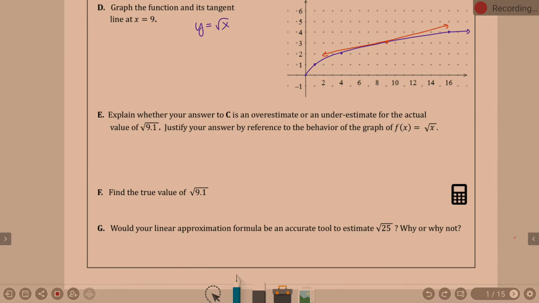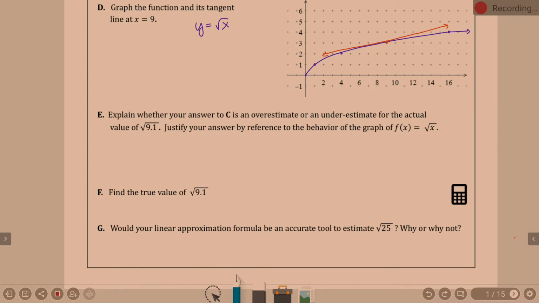So we used our definition of a limit. B, we wrote the equation for the linear approximation. C, we use that equation to find that value in C. D, we graph the function and its tangent line at x equals 9. And now we're ready for E.